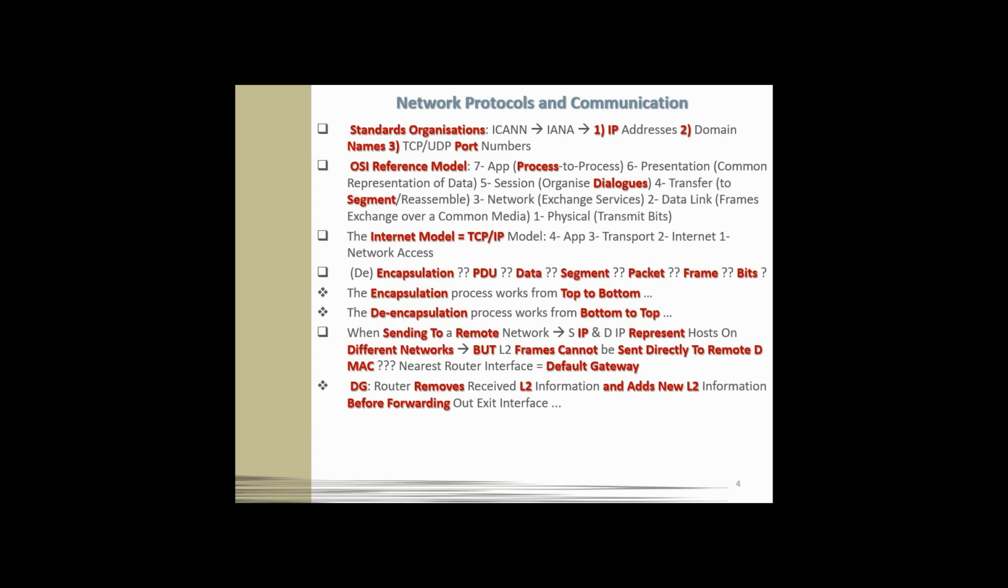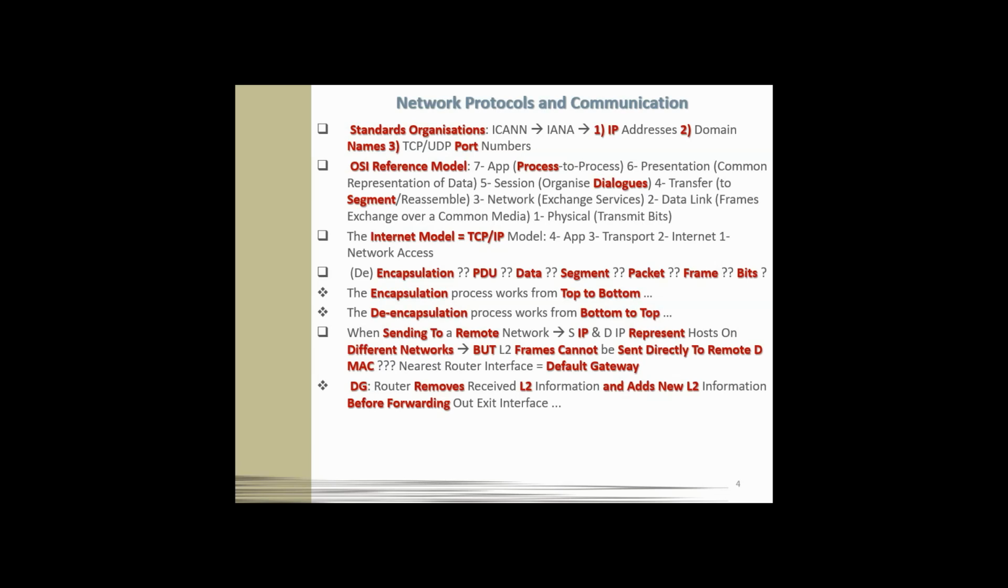This is the OSI reference model. And then we've got the TCP/IP reference model, the shortened form. The TCP/IP model is also called the internet model, and it has only application, transport, internet, and network access. So fourth is application, third is transport, second layer is internet, and the first layer is network access. Network access is in fact a combination of the OSI physical and OSI data link layers.